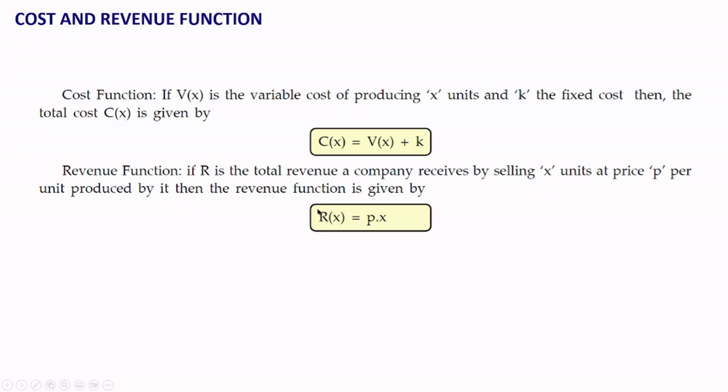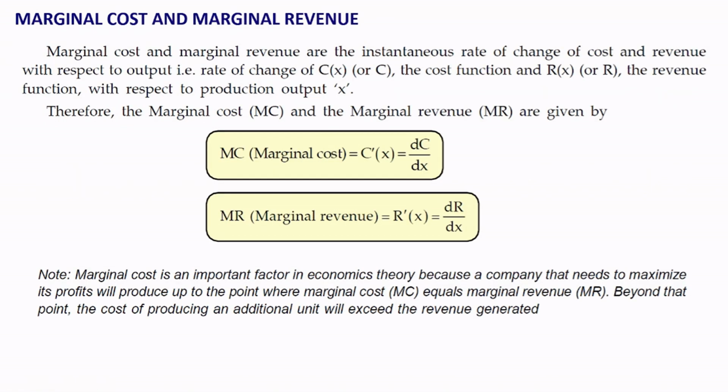If R is the total revenue of a company which receives by selling x units of quantity at a price p per unit, then the revenue function is given by R of x is equal to p into x. And next we have marginal cost and marginal revenue. They are nothing but the instantaneous rate of change of cost and revenue with respect to output.